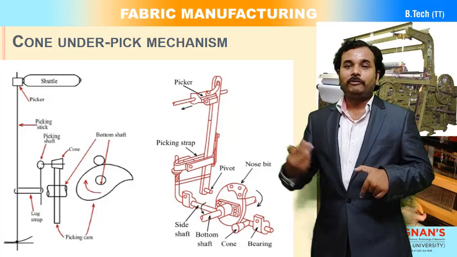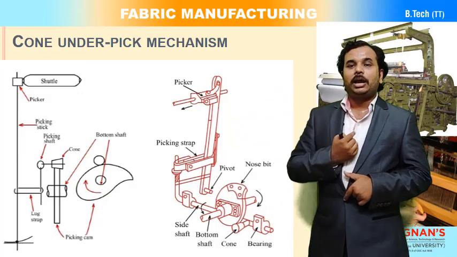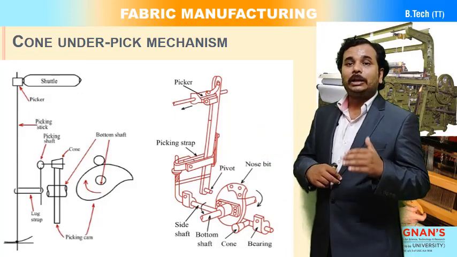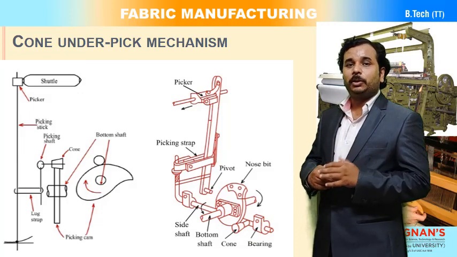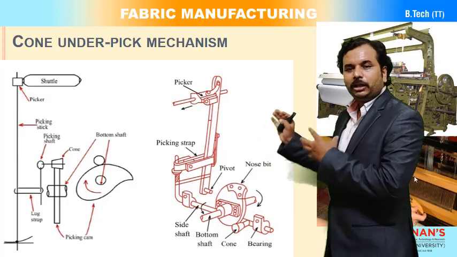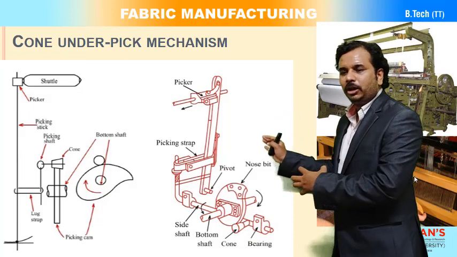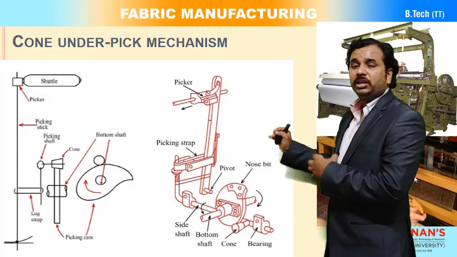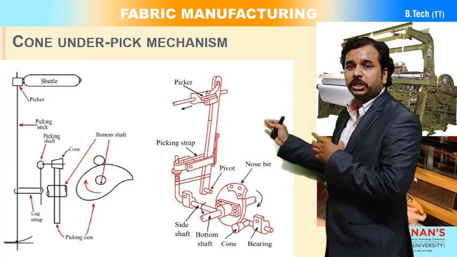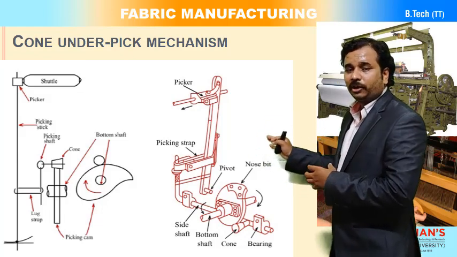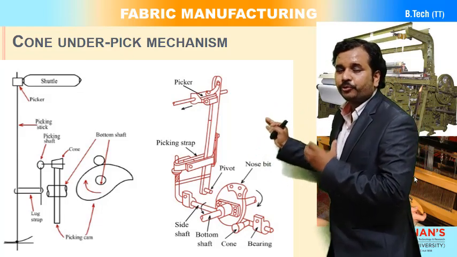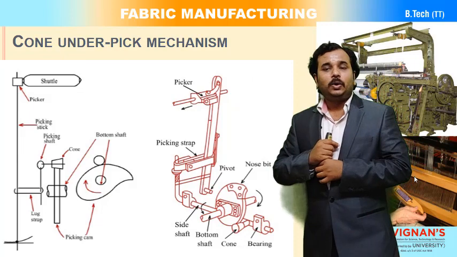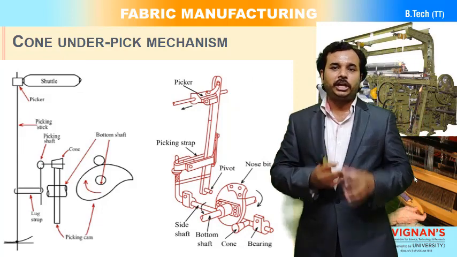Picking is done from under the machine and under the shuttle box. That is why it is called the cone underpick mechanism. You can observe that from the bottom shaft to the cam, the motion will transfer. The cam will push the cone, which is fixed on the side shaft. The side shaft gets the rotational movement. At the edge of the side shaft, we have a picking strap which is connected to the picking stick, so that the picking stick will beat the shuttle which is there in the shuttle box.